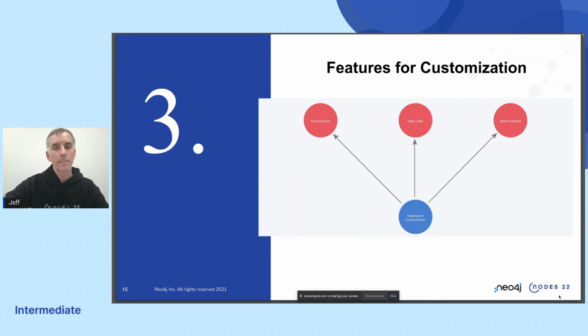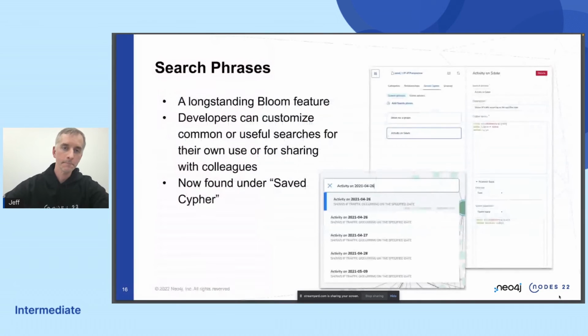Now I want to talk a little bit about features for customization that might be useful for developers for their own purposes if they want to customize perspectives for their own use, or to empower other users in the organization who might not be developers. Specifically, I'll talk about scene actions, which are relatively new, and deep links and search phrases, which have both been around for quite a long time.